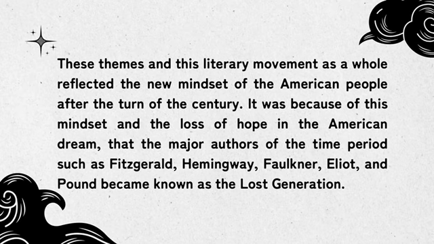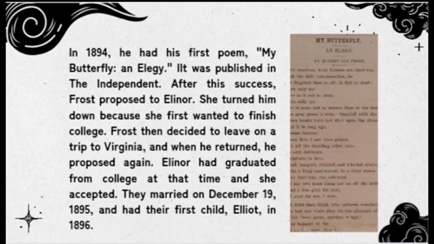published in the Independent. After this success, Frost proposed to Eleanor, but she turned him down because she first wanted to finish college. And then Frost decided to leave on a trip to Virginia, and when he returned, he proposed again. Eleanor had graduated from college at that time and she accepted. They married on December 19, 1895 and had their first child, Eliot, in 1896.